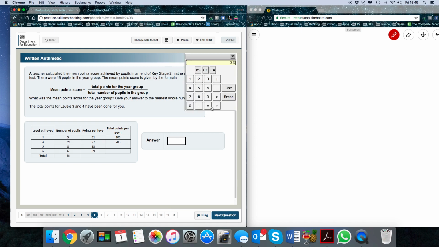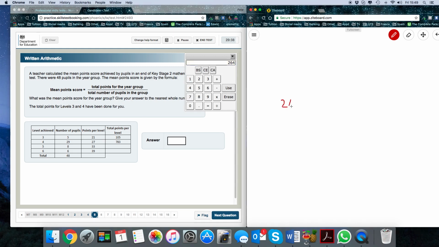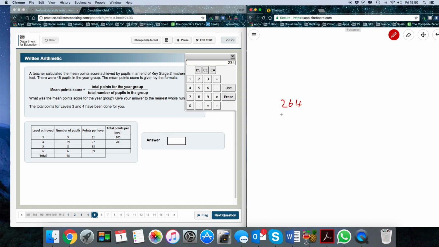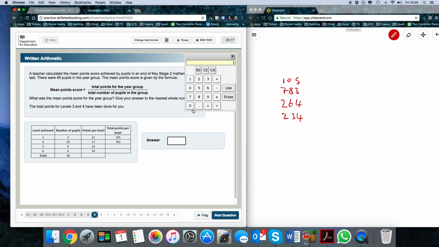times 33. And again, it's really important that you jot that number down. Clear the calculator. The next one is 6 times 39, 234. So what I need to do is add those two numbers, the 783 and the 105. So we're going to clear the calculator and do that. I must admit, I do hate this blooming calculator, as I'm sure you guys do. It's pretty horrible. You just have to practice it. You just have to try and get used to it.